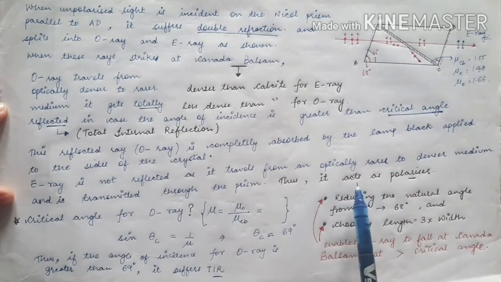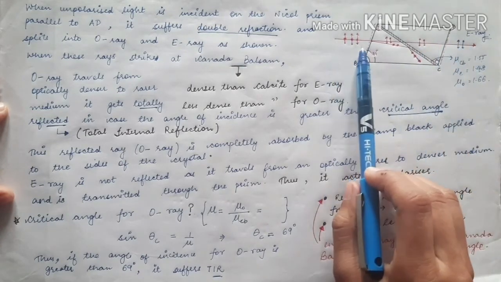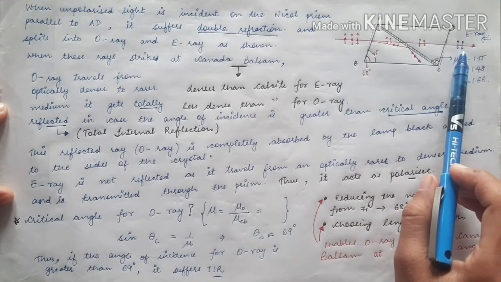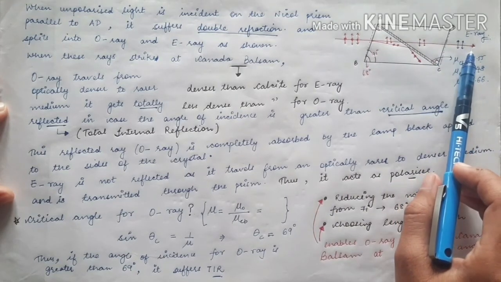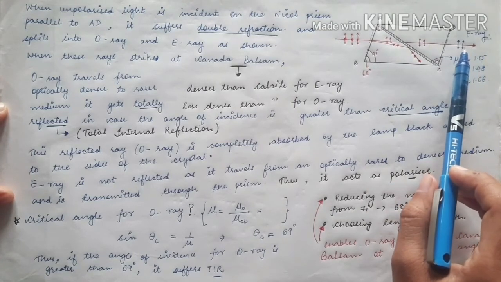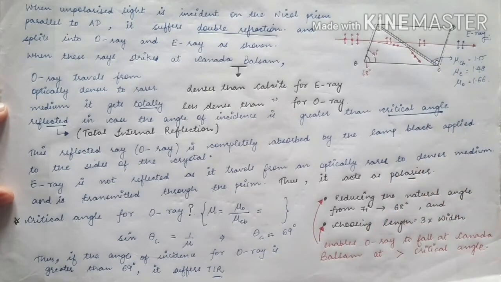Therefore we say that the Nicol prism acts as a polarizer, because on the left hand side what we had was unpolarized light, and the light which we get on this opposite face is the plane polarized light with the vibrations of electric field in the plane of the principal section, or you can say parallel to the principal section of the Nicol prism. So this Nicol prism acts as a polarizer.